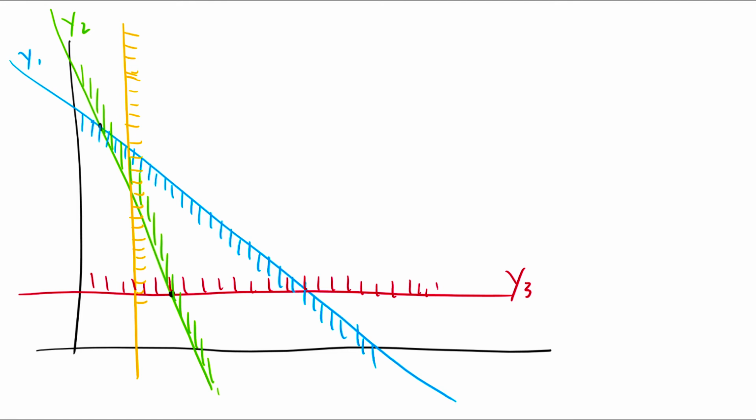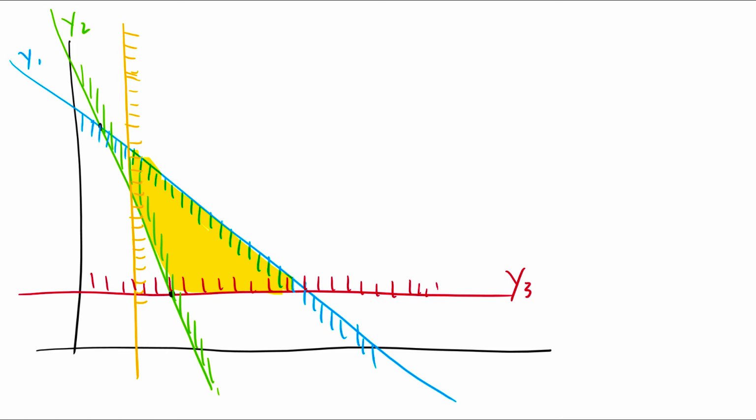All right. So what we can see here is that our feasible region is this region right here. It is above y3, above y2, and below y1. So that region is our feasible region. It satisfies all of our linear inequalities.